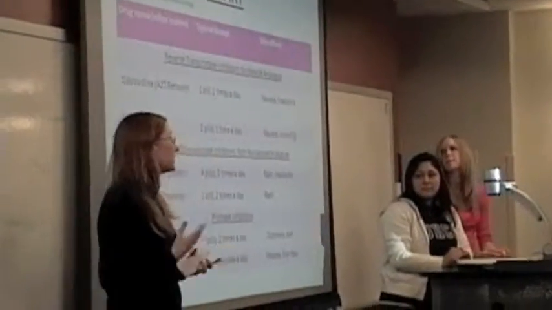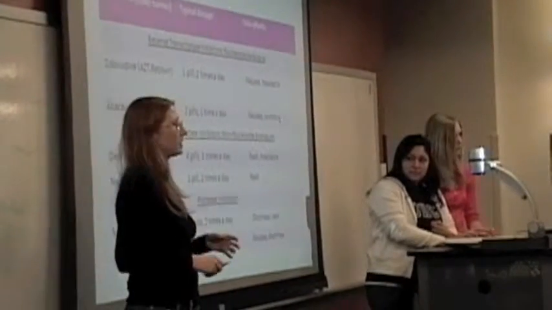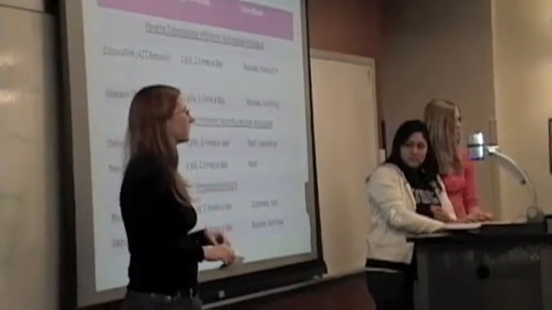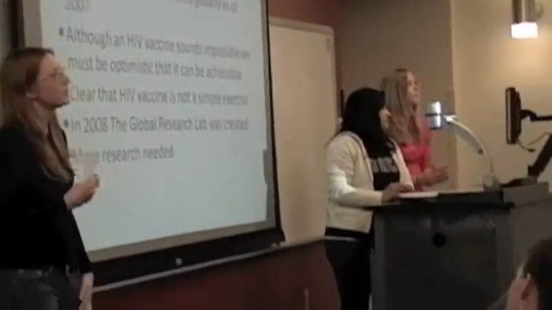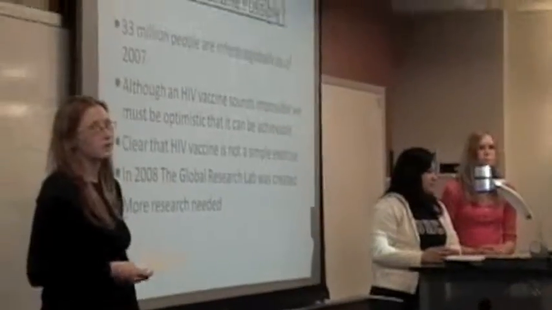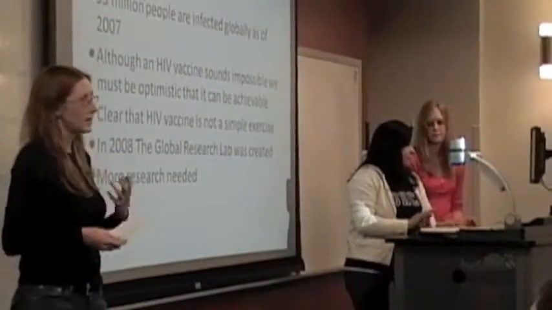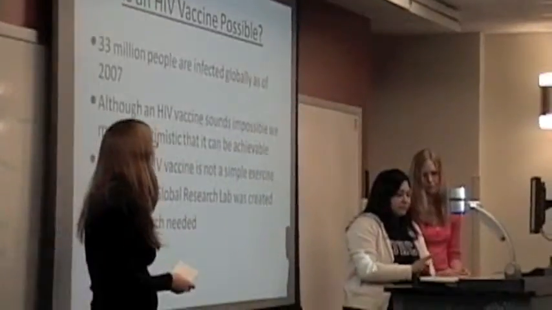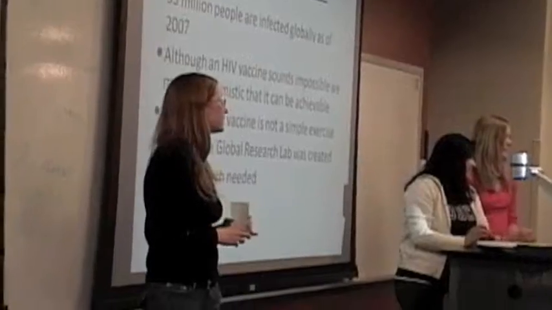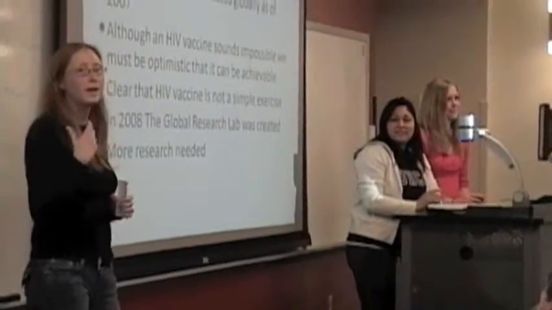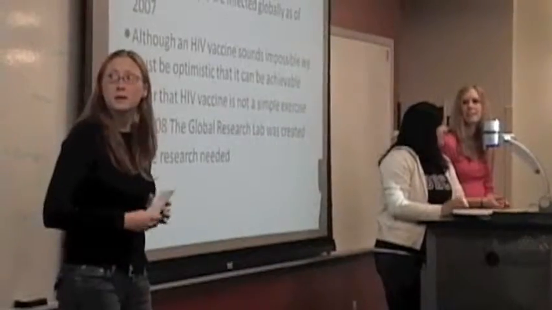So we really need to find a vaccine to prevent HIV, to prevent people from getting infected in the first place. 33 million people right now are infected globally with HIV, which impresses the importance of finding a vaccine to help everybody out. And although it seems difficult, we've got to keep a positive attitude that we can do this, make a difference, get this vaccine out and save lives.